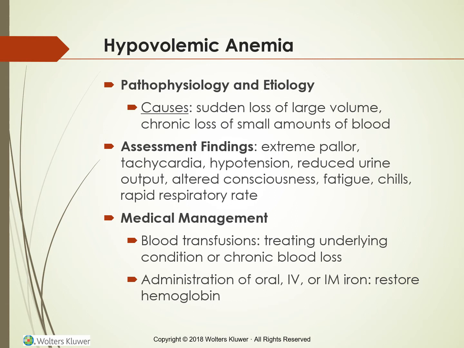Medical management. Treatment of sudden severe bleeding requires replacement of blood by transfusions. If blood loss is chronic, such as from bleeding uterine tumors, a peptic ulcer disease, hemorrhoids, the underlying condition is treated. Depending on how much blood is lost, treatment includes blood transfusion or administration of oral, IV, or intramuscular iron to help restore the body's hemoglobin. Oxygen therapy sometimes is necessary if the anemia is severe.